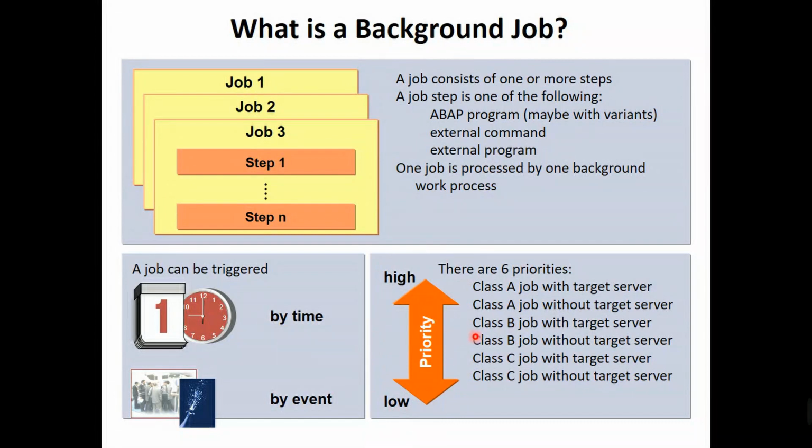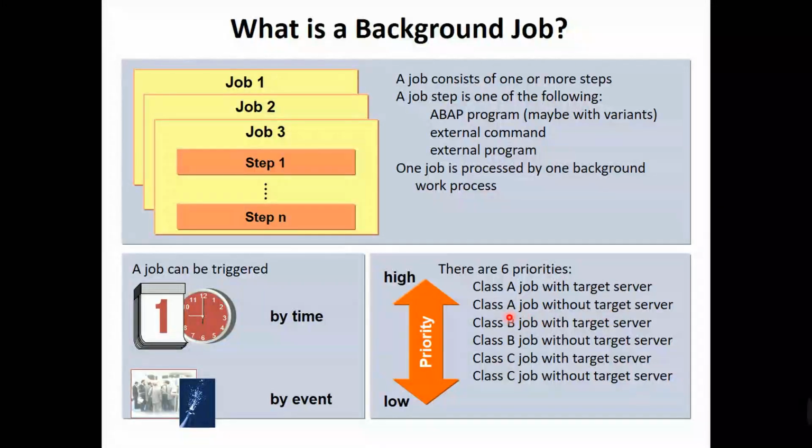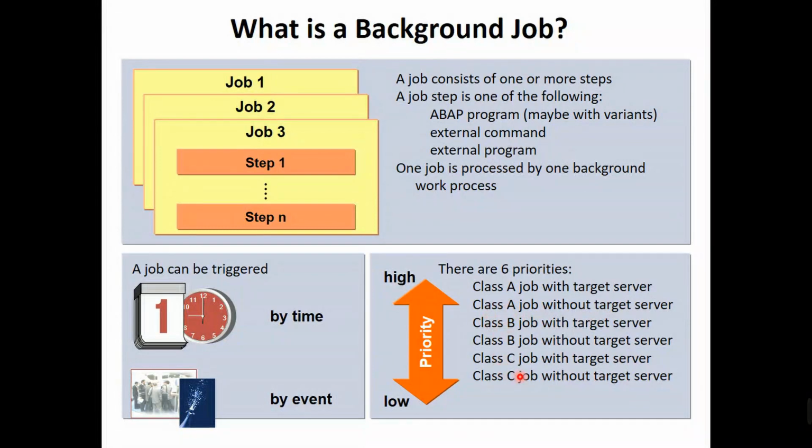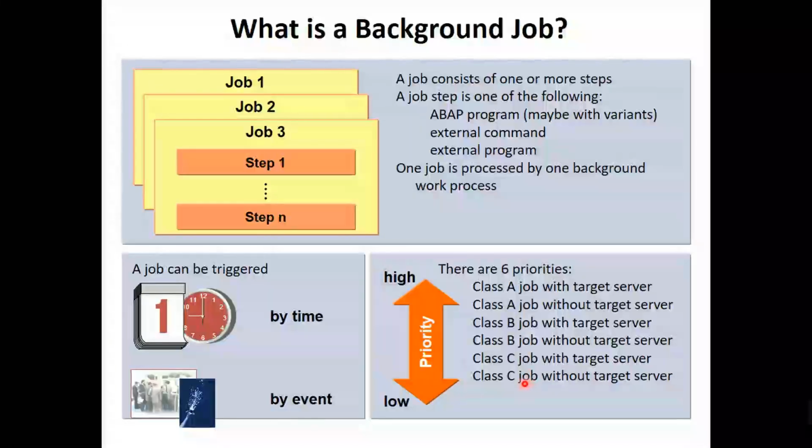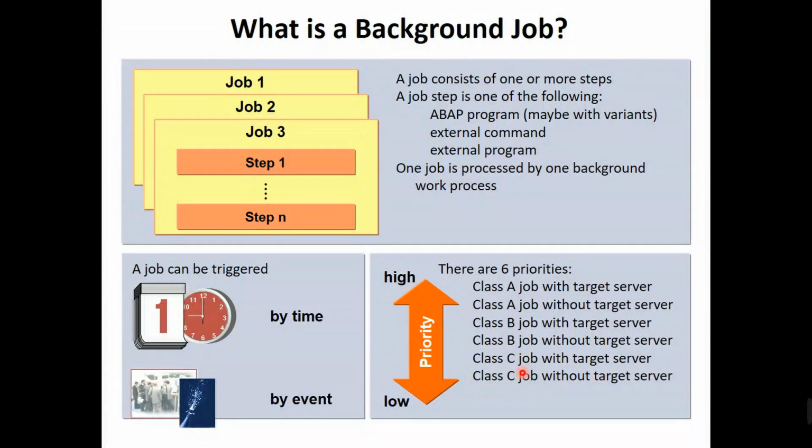For that there are six priorities. One is class A job with target server, where you have to mention the target server name, or class A job without target server, where you have to mention the job without target server. Same way for class B job and class C job. A is the topmost priority job and C is the lowest priority job. Now come to the next.